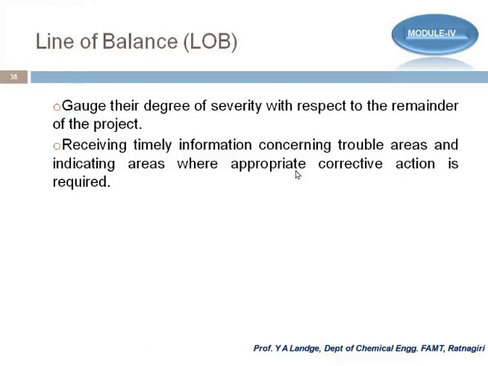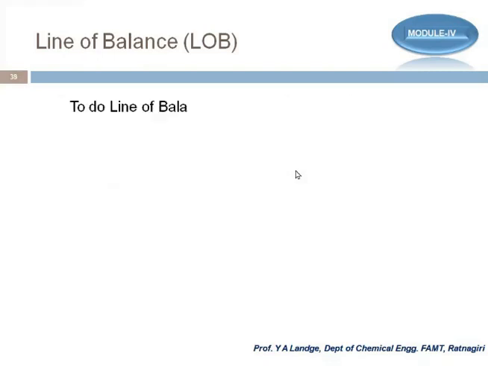It is line of balance. It is forecasting the future performance, so obviously from that we can get to know whether the project is completed as per the given time or not. So forecasting the future performance, that will be given. To do the line of balance, the following things are needed.